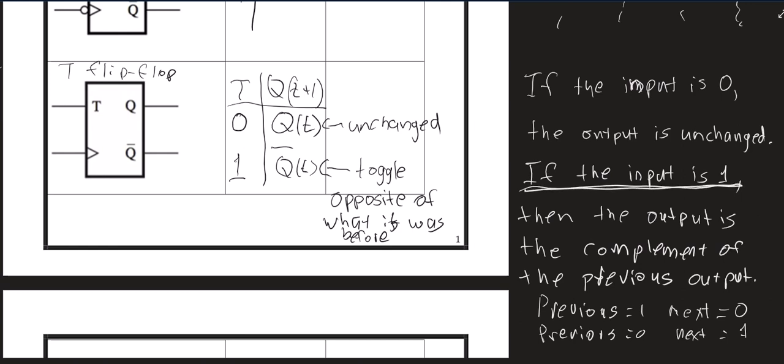So if the input is 1, the output depends on what the output was before. If the output before was 0, then the new output is 1. If the output before was 1, then the new output is 0. Can y'all see that okay? Yeah? Okay.